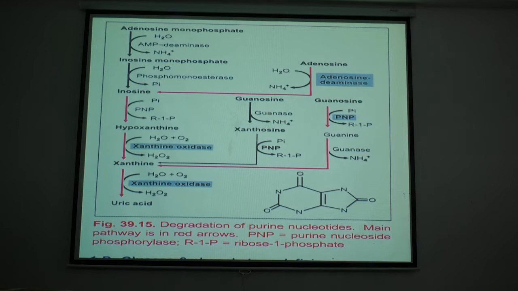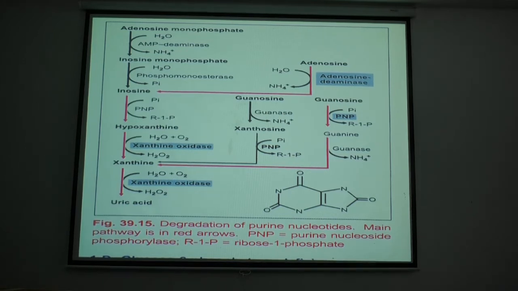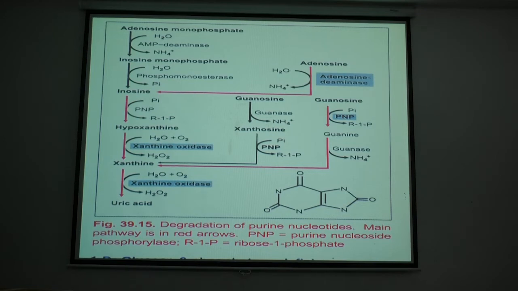And what is the importance of xanthine oxidase? We have already discussed. If the level of uric acid is increased, that is hyperuricemia, or gout.